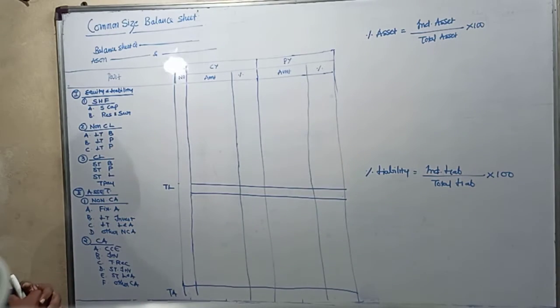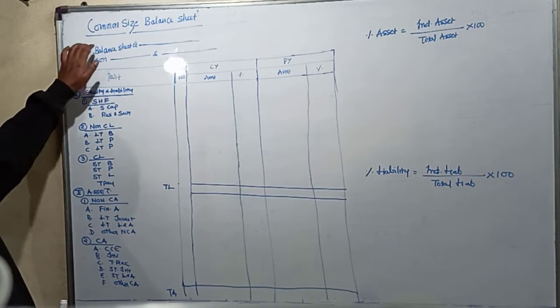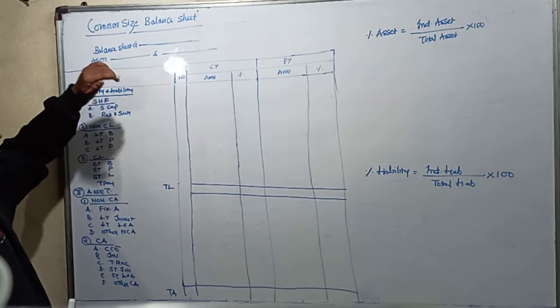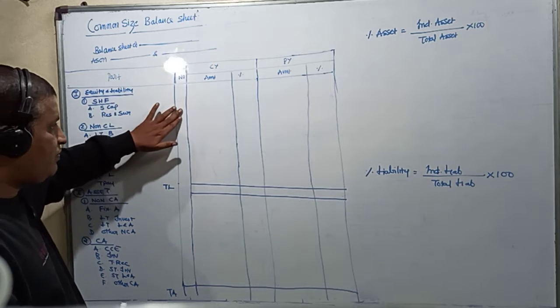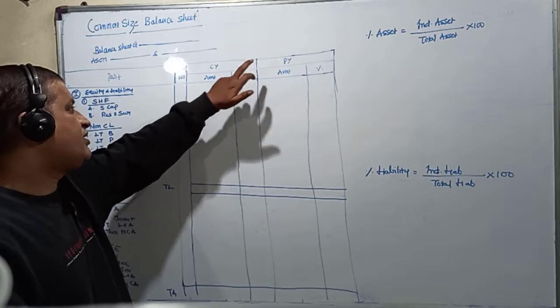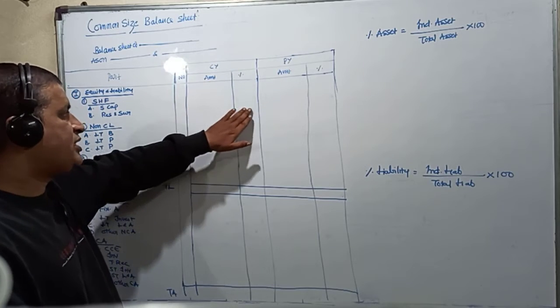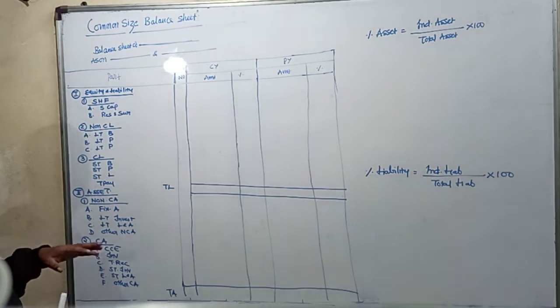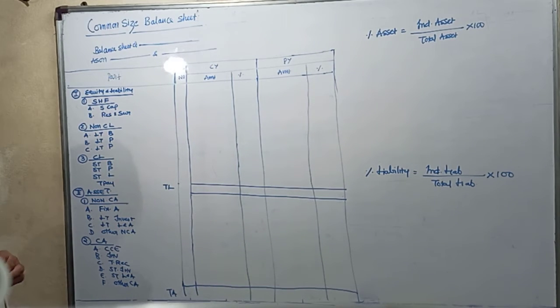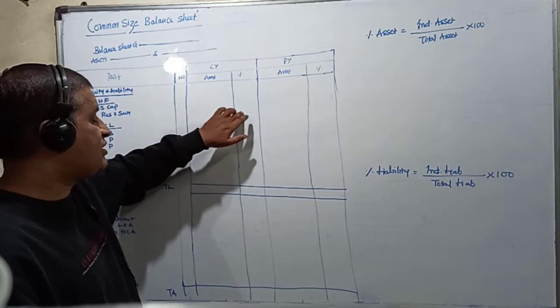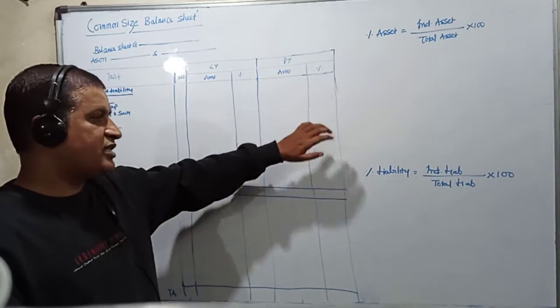So let us go first for the pro forma. We say balance sheet of dash company as on dash. We have particulars, note number, followed by two major columns, current year and previous year. For current year we have amount and percentage, and for previous year also we have amount and percentage.